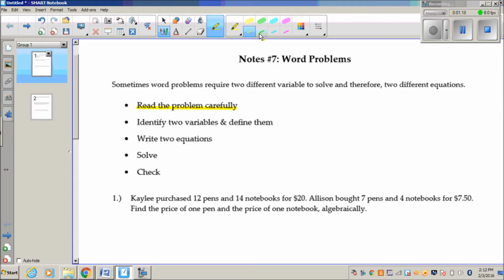Now with today's problems, we're going to identify two variables and define them. We're not going to use one variable, we're going to have two different quantities today. Because we're going to define two different variables, we're going to write two equations, not just one. Then obviously we're going to solve and we're going to check. And when we check, it doesn't just mean a formal check. It's going to mean, does this problem make sense to me?